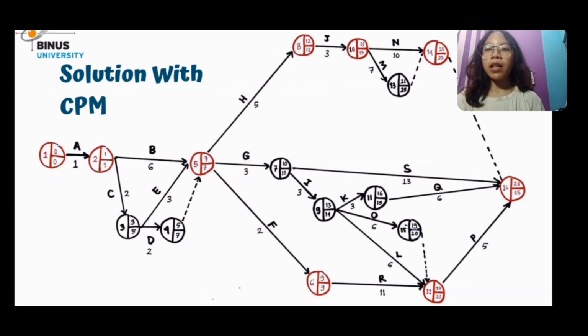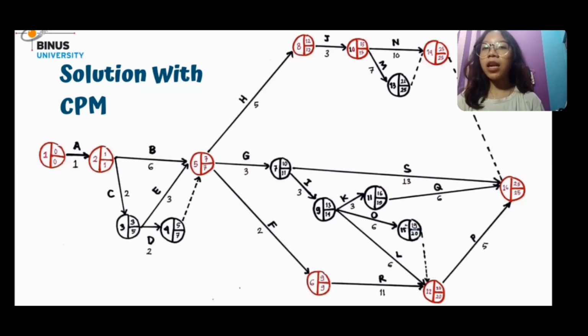To find the latest time, we will count from the back. Number 16 is 25, because it is the final time. Number 12, we get 25 minus 5 equals 20. Number 6, we get 20 minus 11 equals 9. Number 11, we get 25 minus 6 equals 19. Number 15, we get 20 because of the dummy. Number 12. Number 9, because of branching, 20 minus 6 equals 14.